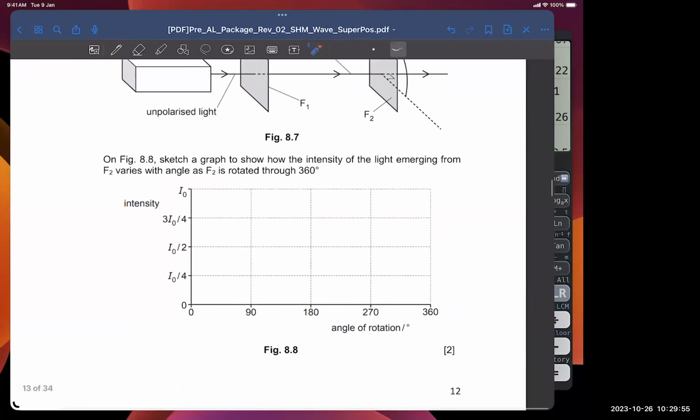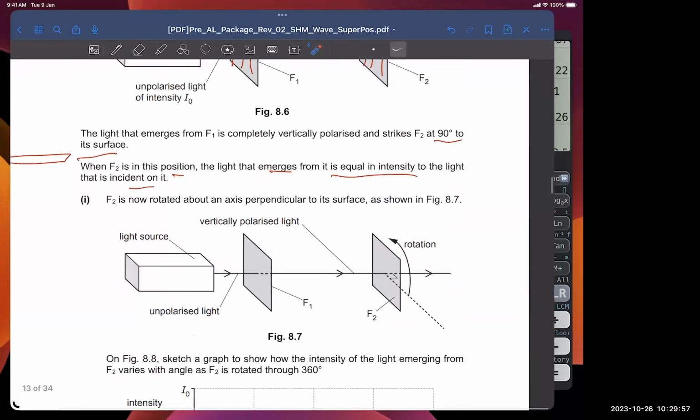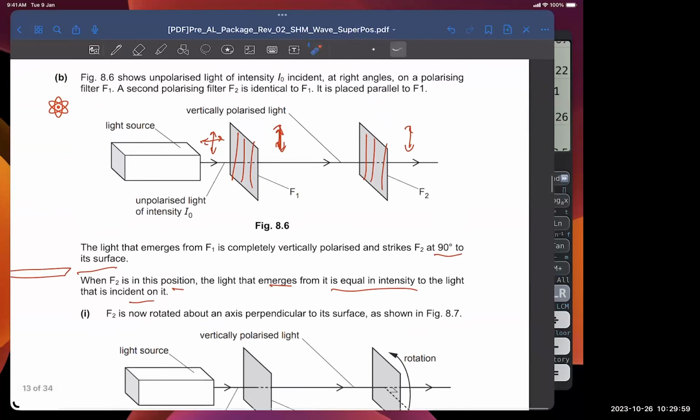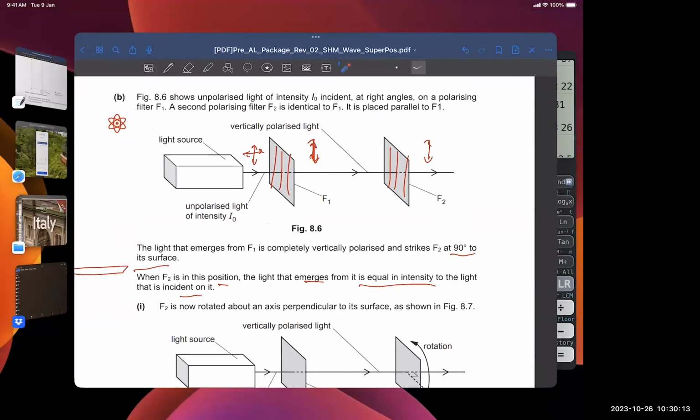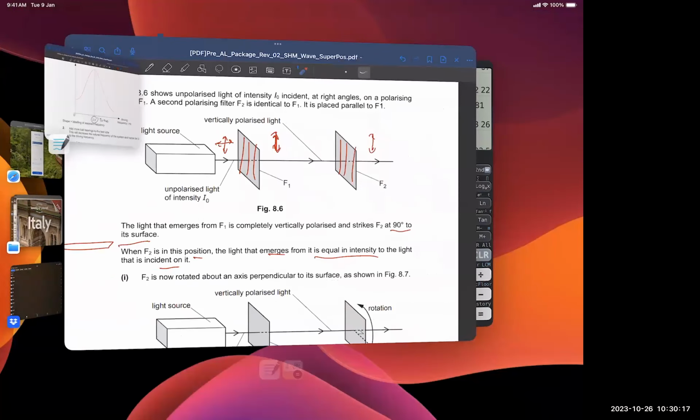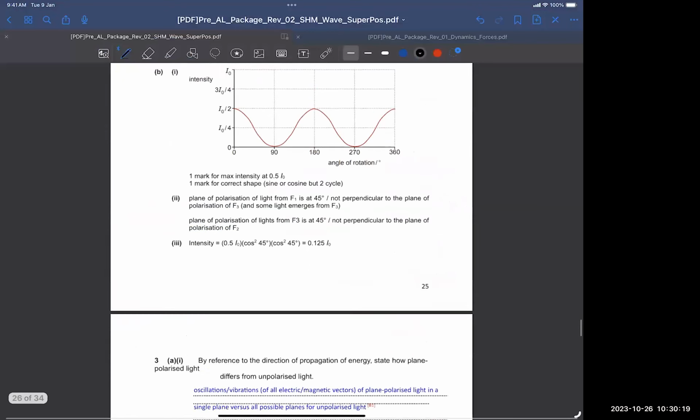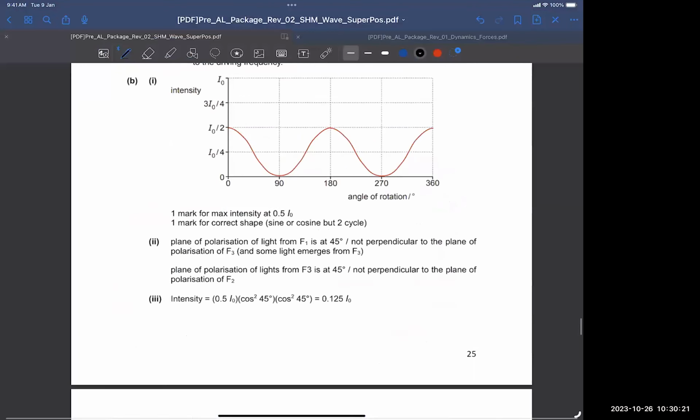So I naught was the original one. Don't be tricked. Passing through the first polarizer, you will lose some of the energy already. You will lose half of the energy, I think. I never remember. Yeah, you start off at half the energy already.